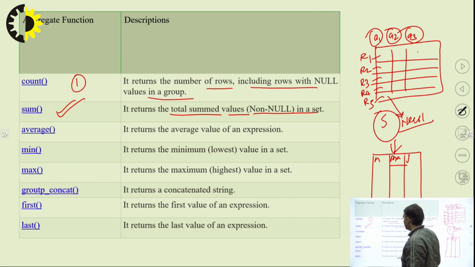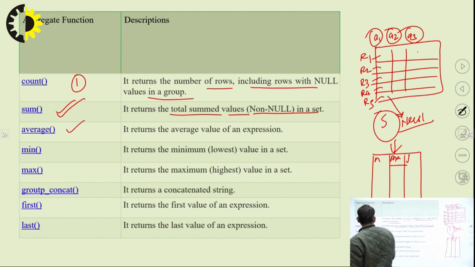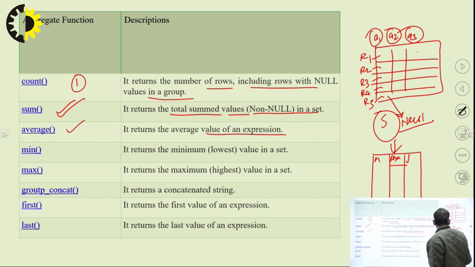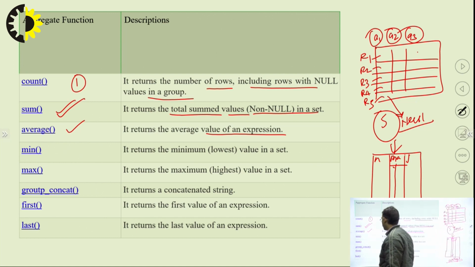Third one is the average. What is the role of average? It returns the average value of an expression. Let's suppose here we want not the sum but the average, then we have to apply the average function. It will find the average of all the values in a particular attribute.